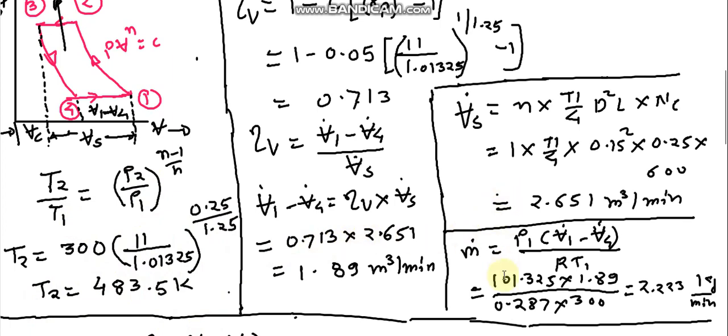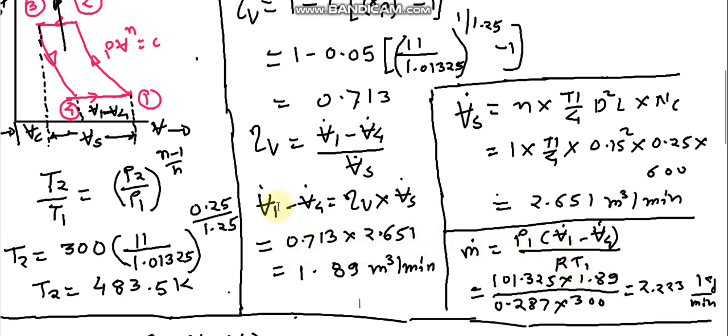Now we first calculate the mass flow rate at suction condition, because for time we have to find T equal to mass flow rate at suction divided by mass flow rate at delivery. So we first find the mass flow rate at P1 V1, and then the mass flow rate at P2 V2. The mass flow rate at suction is P1 into V1 minus V4 upon RT1, and the mass flow rate at delivery is P2 into V2 minus V3 upon RT2. So first we find the mass flow rate at suction condition, P1 into V1 minus V4 upon RT1.